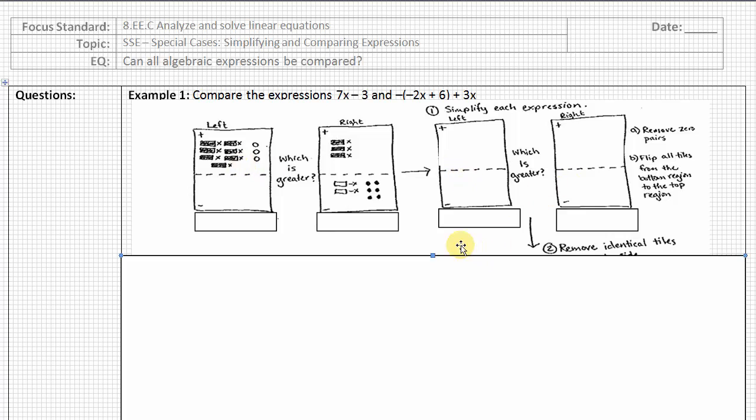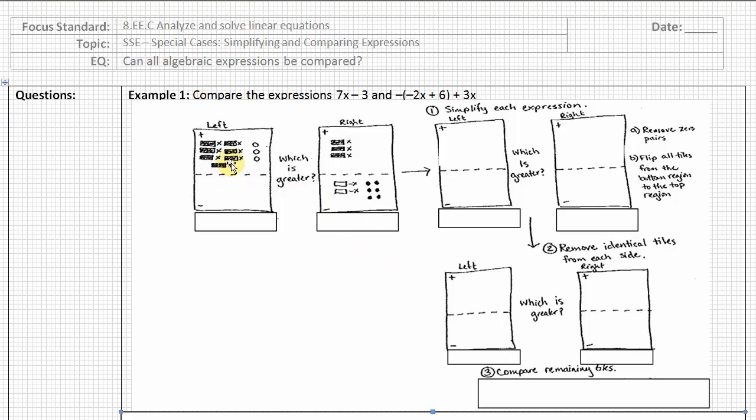So I've gone ahead and set it up here, and I can display this whole thing. I've already given you the two expressions. See if you can write down which expression matches to which mat. If you said that the expression on the left is 7x minus 3, I would agree, which makes the expression on the right the one that is negative times the quantity negative 2x plus 6, close parentheses, plus 3x.